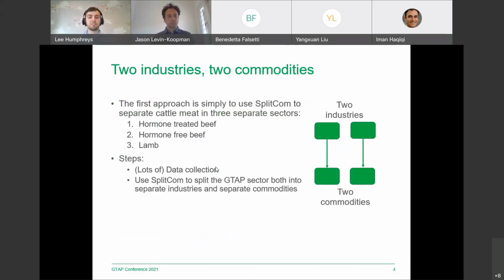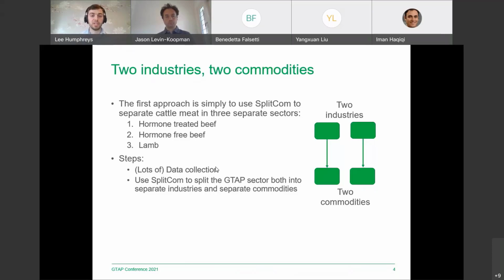So this is the simpler of the two approaches. I'll go through it, and it's the easier to implement, which is why I started here. What this approach does is it takes the GTAP sector and splits it into its various different sectors. This is using Splitcom, the program developed by Horridge, and this can be used to separate these sectors.